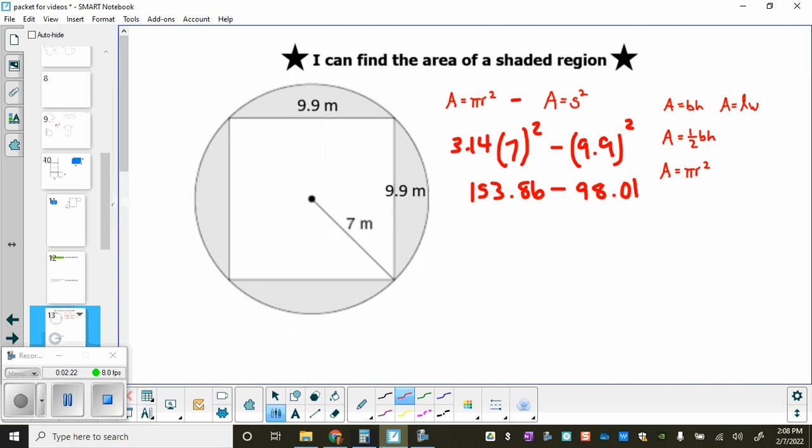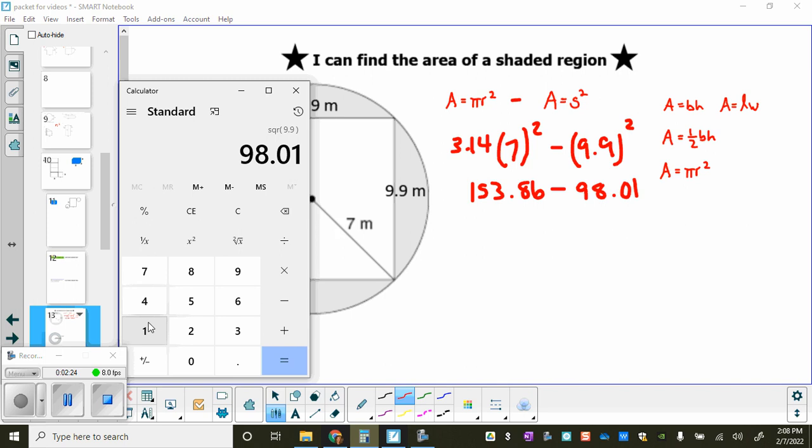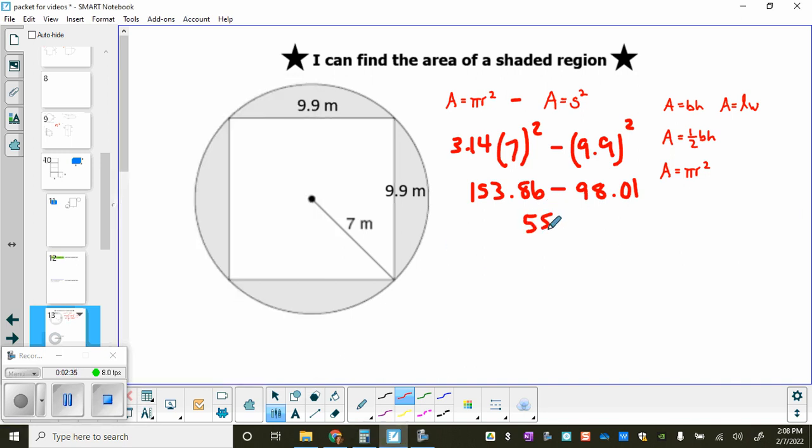All right, and now if we subtract the two, we've got 153.86 minus the 98.01. So we're at 55.85. And this was meters, so square meters. Total area, 55.85 square meters.